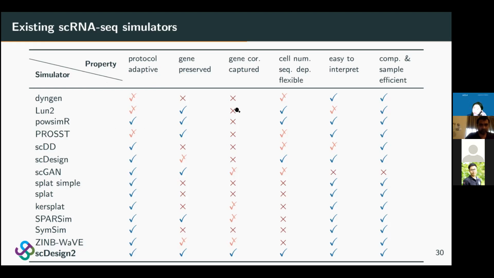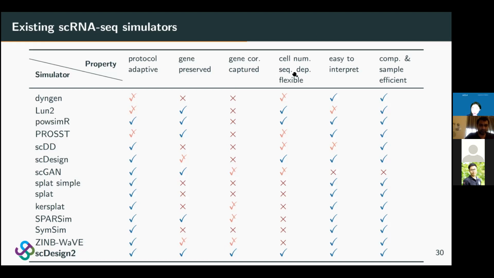And does it capture gene-gene correlation? That's the major motivation of our development, because most of the existing simulators do not capture gene correlations at all, or do not explicitly capture gene correlation. Although we hypothesize that given their approach, they may implicitly capture gene correlation. These include ZINB-WaVE, sparsim, SymSim, and scGAN. But we are going to check it, because they don't say they capture gene correlations explicitly.